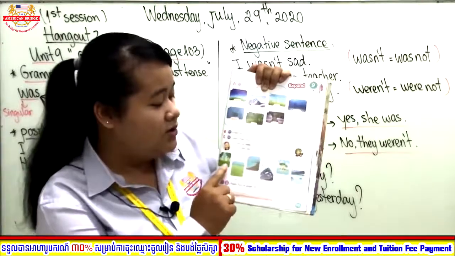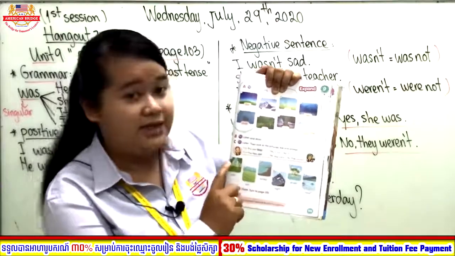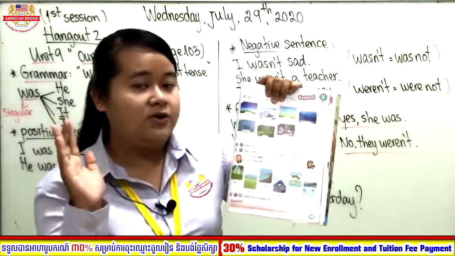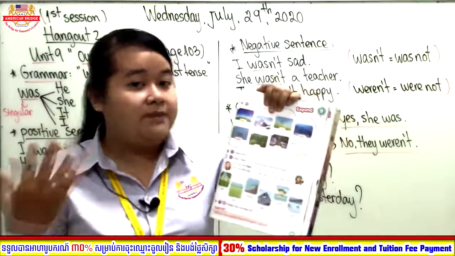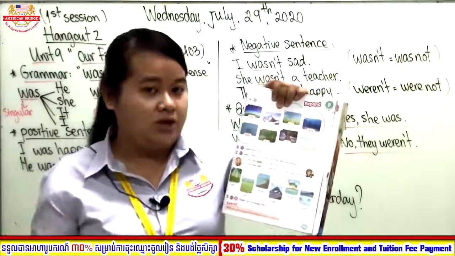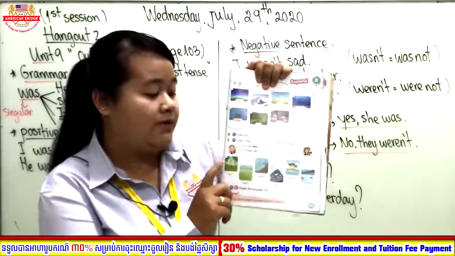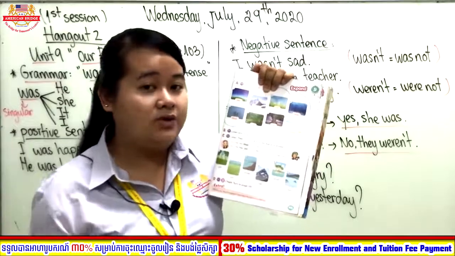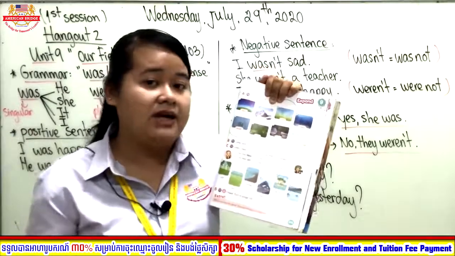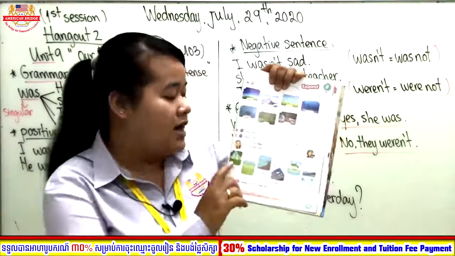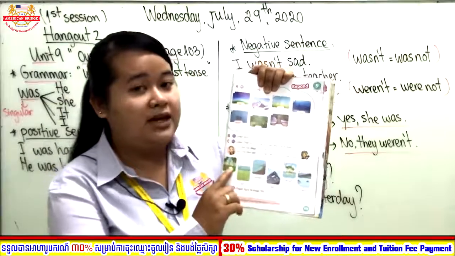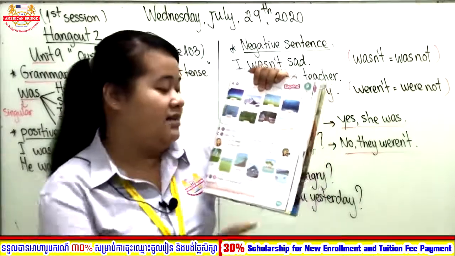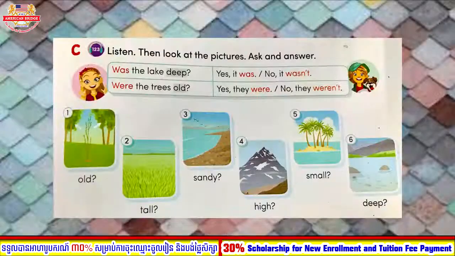So before you ask the questions related to picture number 1 until picture number 6, you need to listen to the audio track that the teacher will provide. After that, you need to write the questions for these pictures from number 1 until number 6 into your notebook, and you need to use them to ask your partner. If you don't have a partner, you can ask your brother or your sister to answer the questions. Okay, so we have yes or no questions.